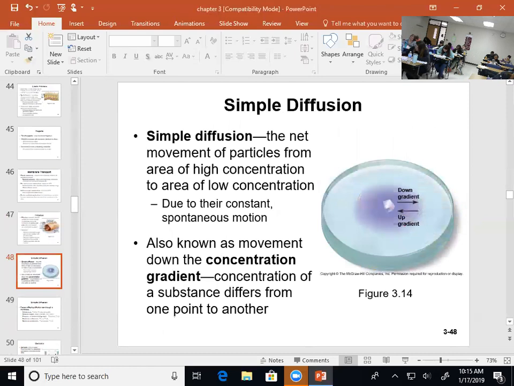Diffusion versus osmosis. Even in literature you'll sometimes see this treated confusingly, but here's what I want you to know. Diffusion refers to the movement of solutes, where osmosis refers to the movement of water between two areas of concentration. So diffusion is solutes moving between two areas of concentration, and osmosis is movement of what?